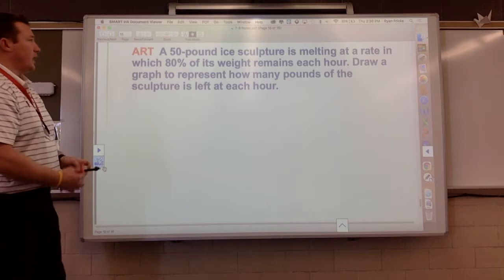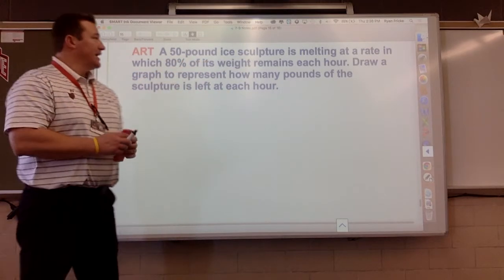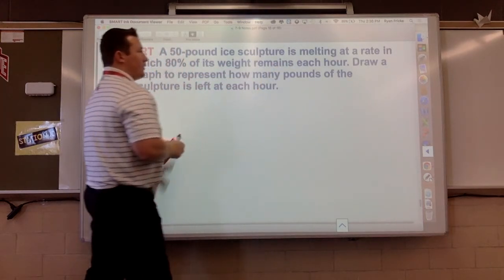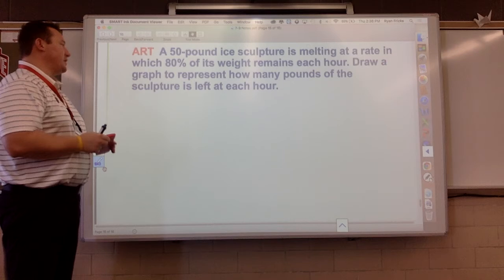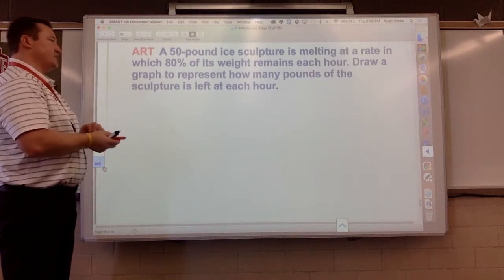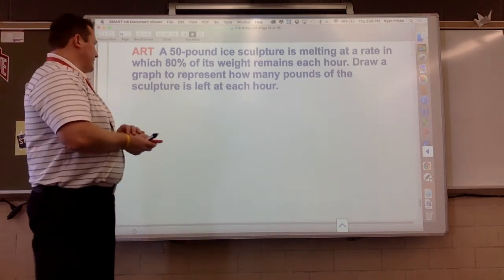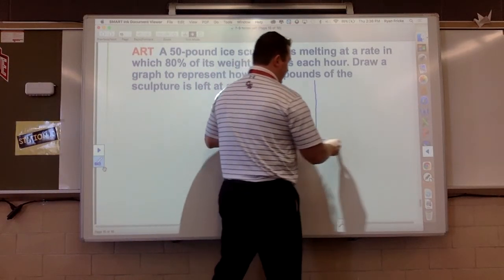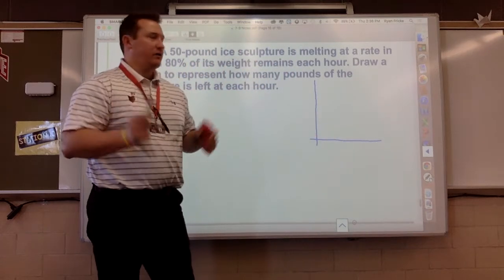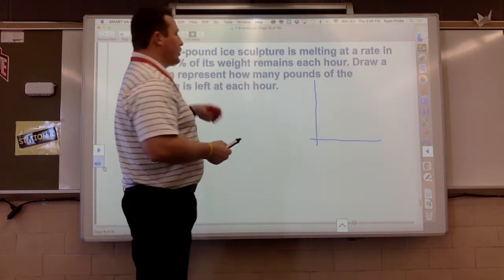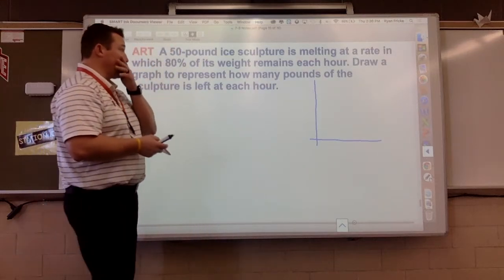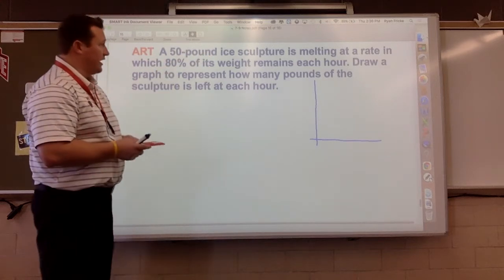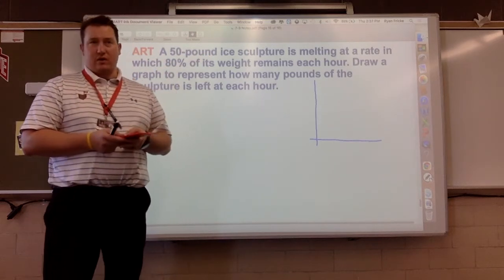Alrighty. A 50-pound ice sculpture is melting at a rate in which 80% of its weight remains each hour. Draw a graph to represent how many pounds of the sculpture is left at each hour. To draw a graph? Ugh, okay. Guys, when we draw graphs, and look, I'm not going to draw a crazy accurate graph here. Okay, where are we starting? Well, we're starting at 50 pounds, okay? So we have a 50-pound sculpture. It's melting so that 80% of its weight remains each hour, okay?